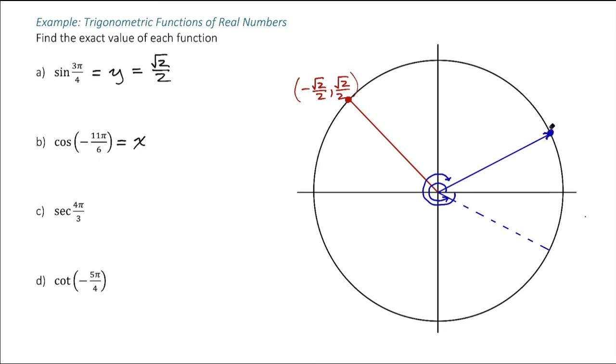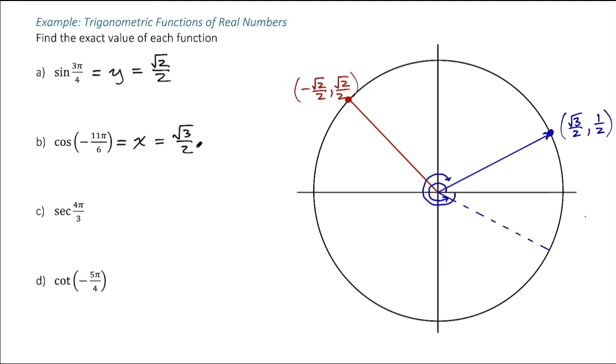Now this negative 11 pi over 6 I can see is in the same place as positive pi over 6, and I know the point there. The point there is square root of 3 over 2 and 1/2. So now I go to my cosine. Cosine is equal to the x-coordinate. The x-coordinate here is the square root of 3 divided by 2.